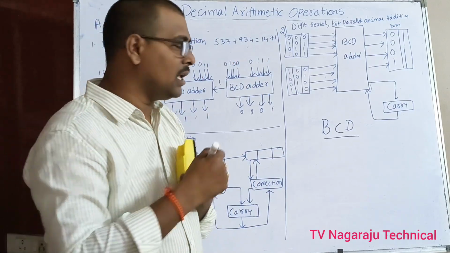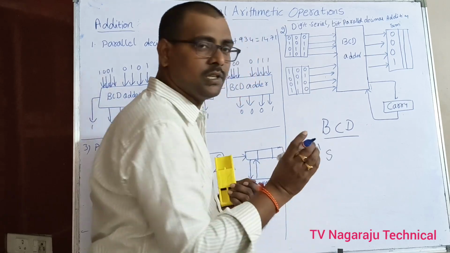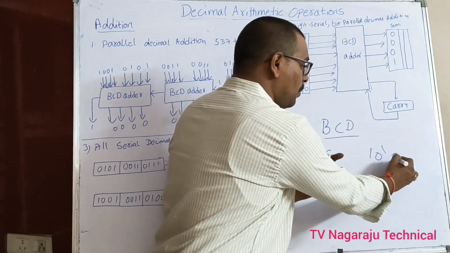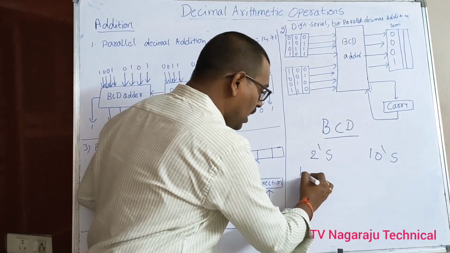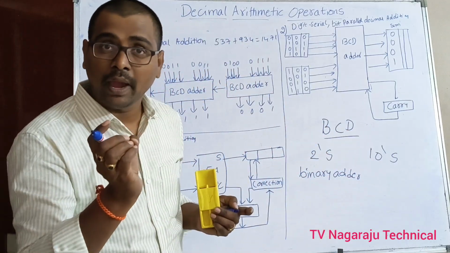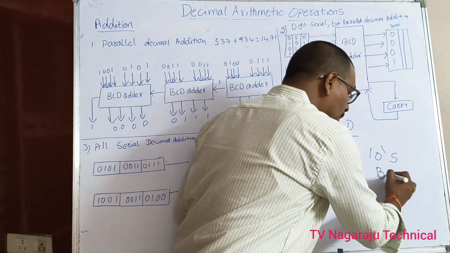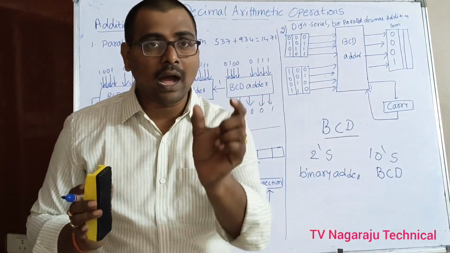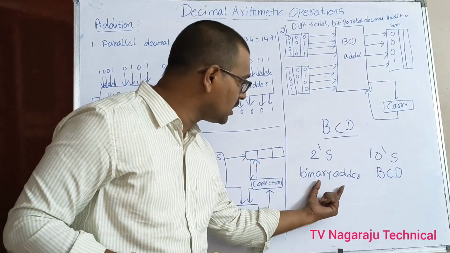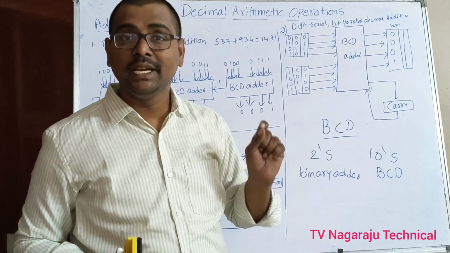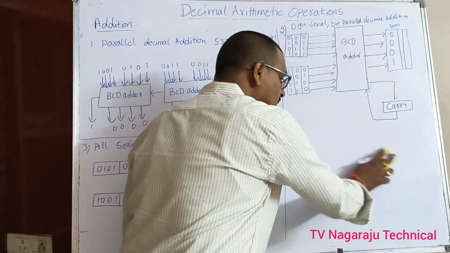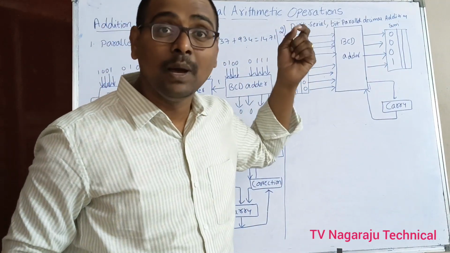Suppose in the binary, if you are using 2's complement, in decimal we are using 10's complement. Suppose in the binary we are using binary adder to perform the addition. Here we are using BCD adder. That is, the concept is same. Simply here instead of 2's complement it uses 10's complement. Instead of binary adder it uses BCD adder. Now we will discuss some of the micro operations that are performed on these decimal numbers.